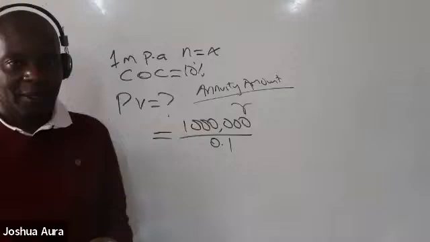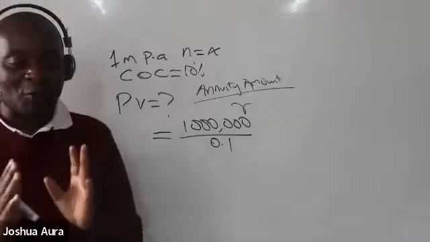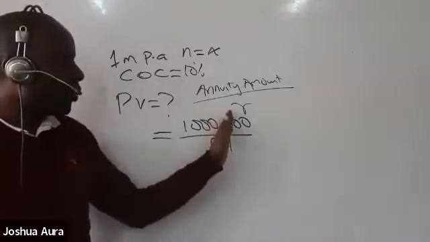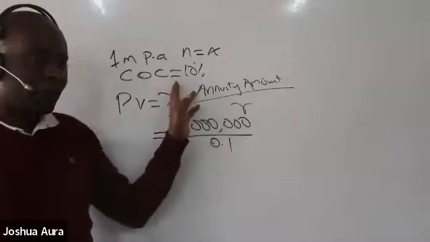So anytime you hear of the word perpetuity, it means the amount over R, where R is the required return, where R is the cost of capital.